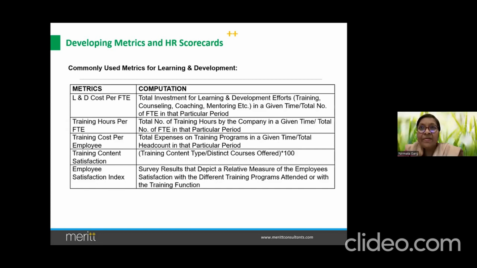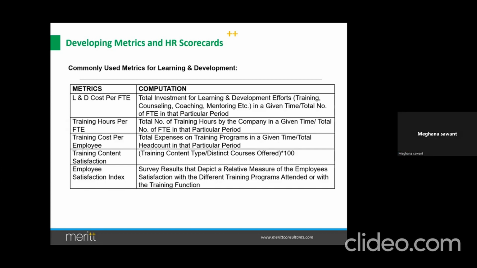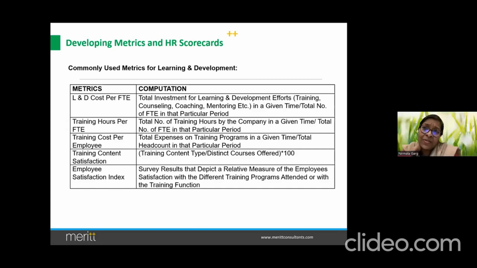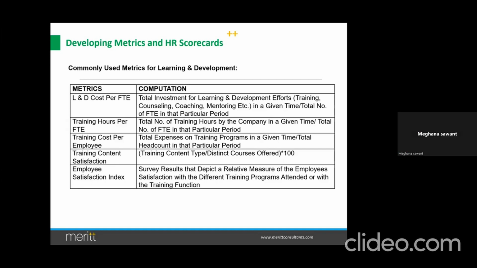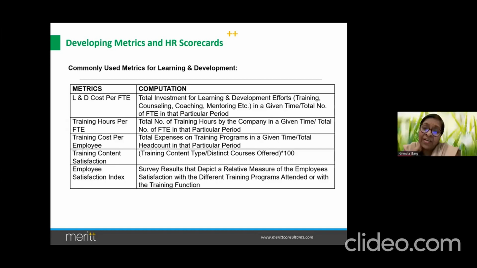Right. Just to add a little more, there are two kinds of training: skill-based or functional training, and behavioral training. Functional training, skill training, or process training, you can see the results quickly. But behavioral training will take a little more time.